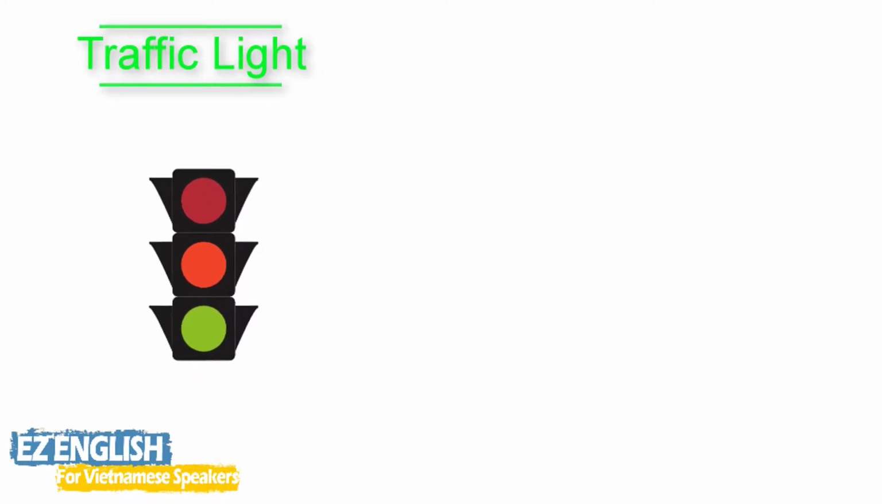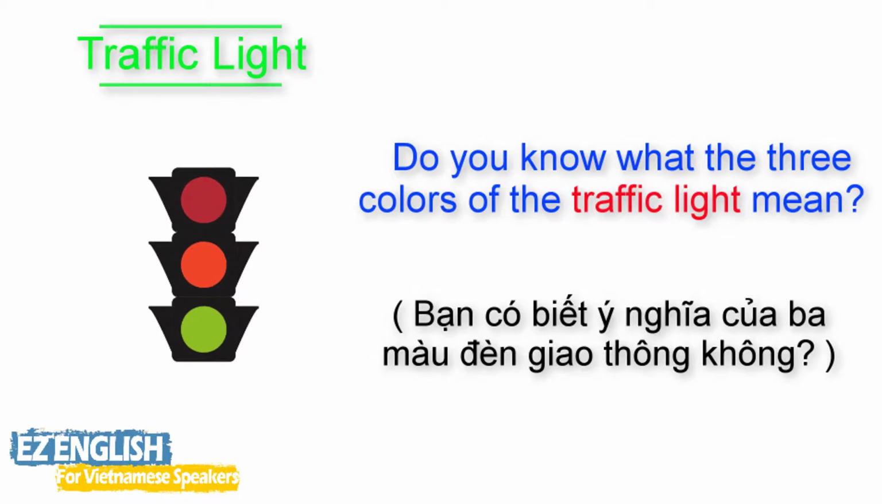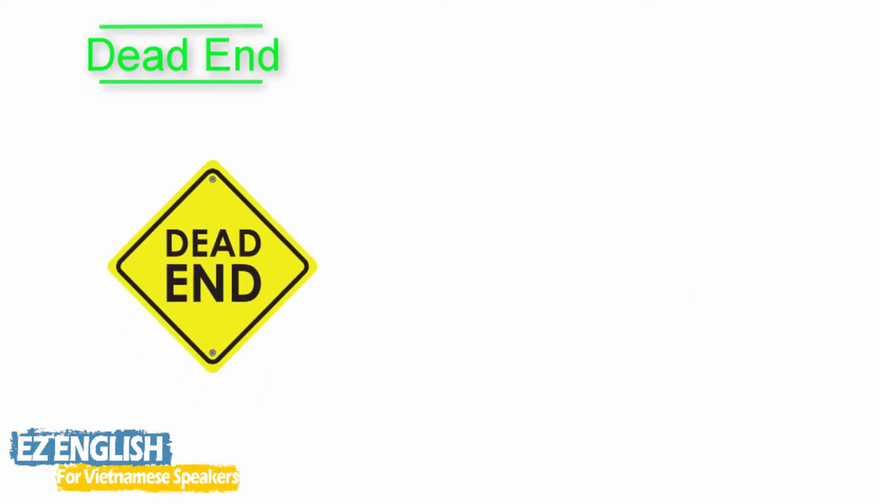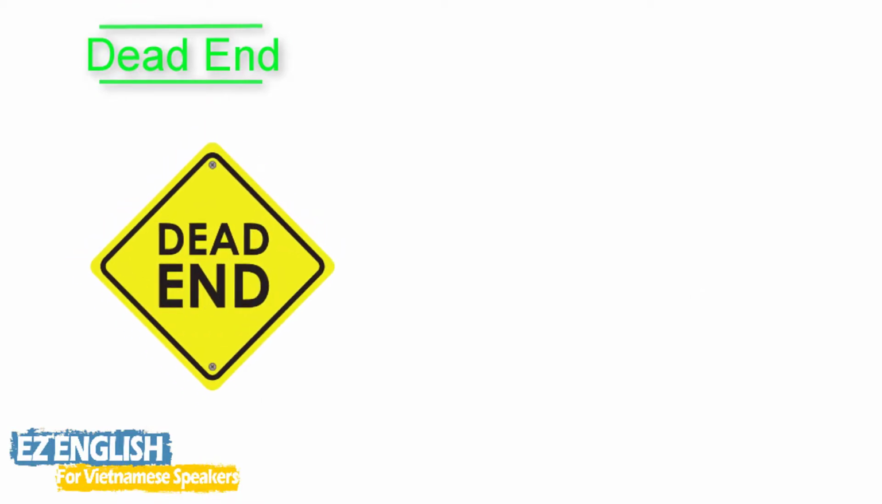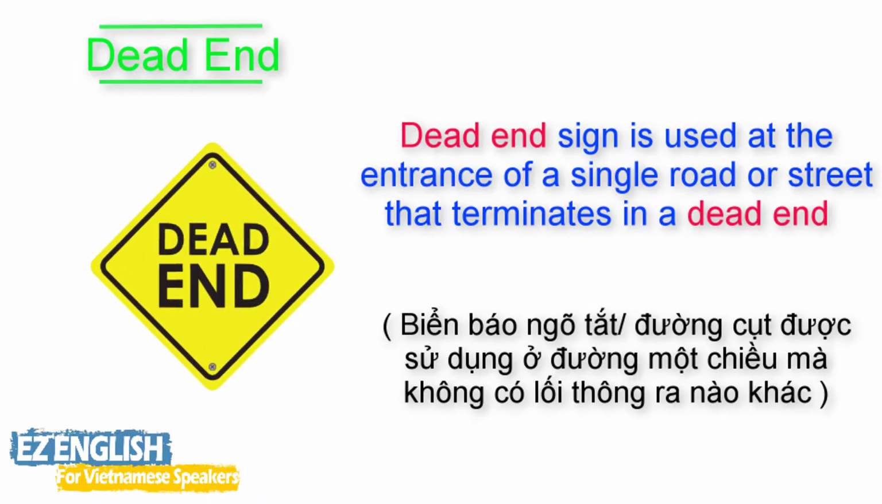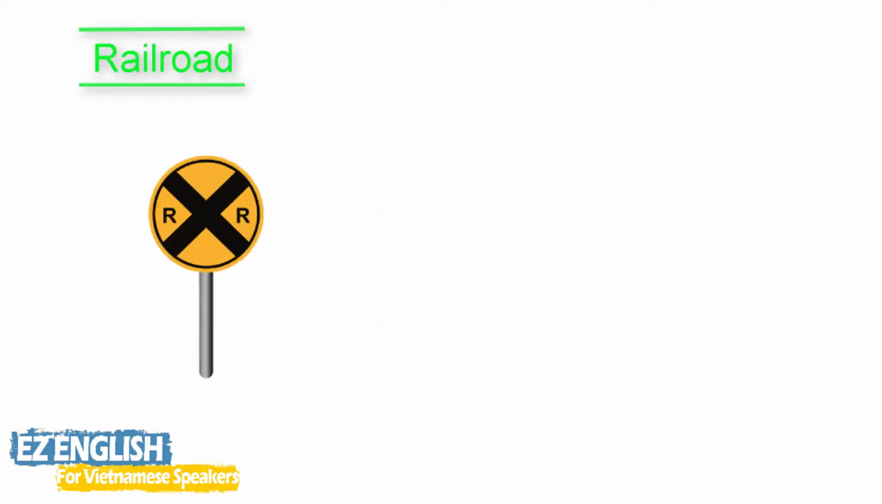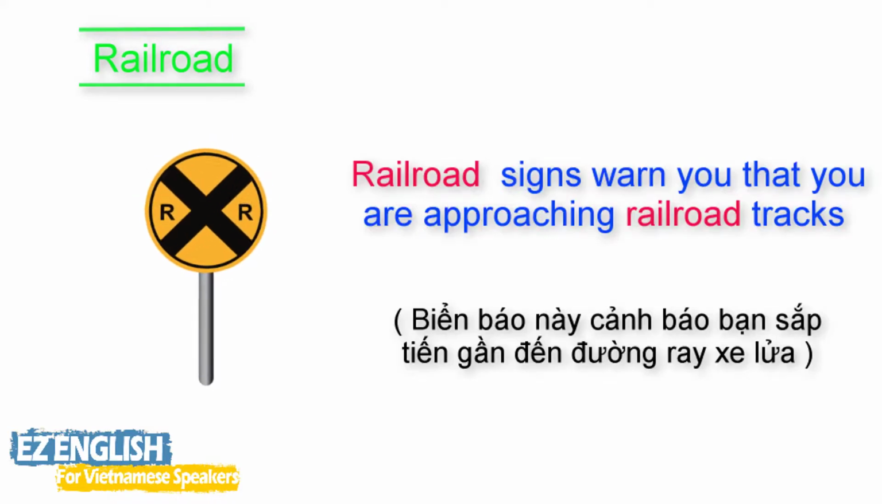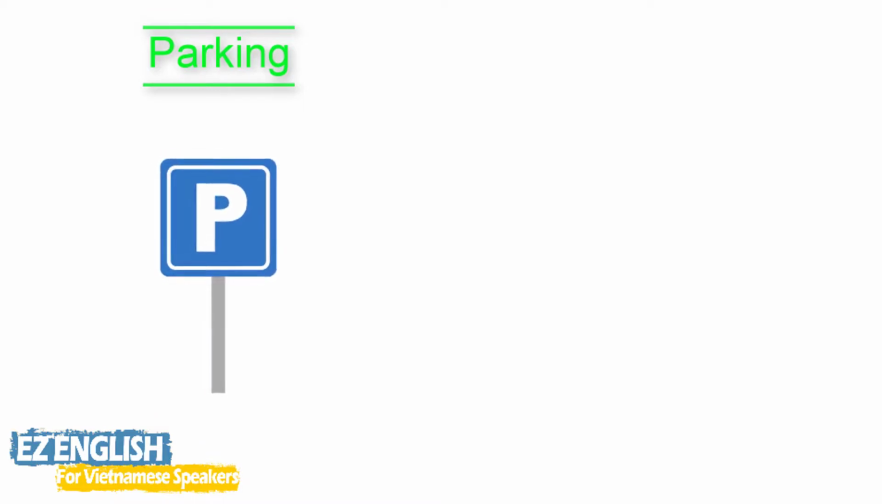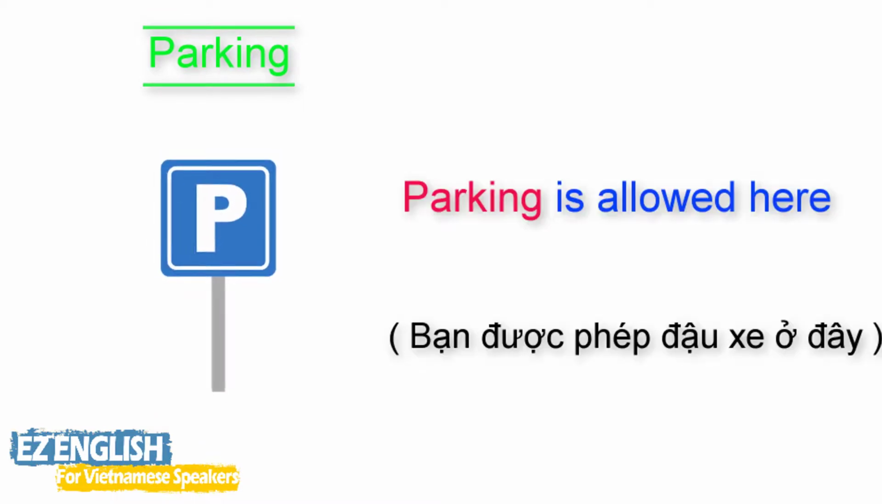Traffic light. Do you know what the three colors of the traffic light mean? Dead end. Dead end sign is used at the entrance of a single road or street that terminates in a dead end. Railroad. Railroad signs warn you that you are approaching railroad track. Parking. Parking is allowed here.